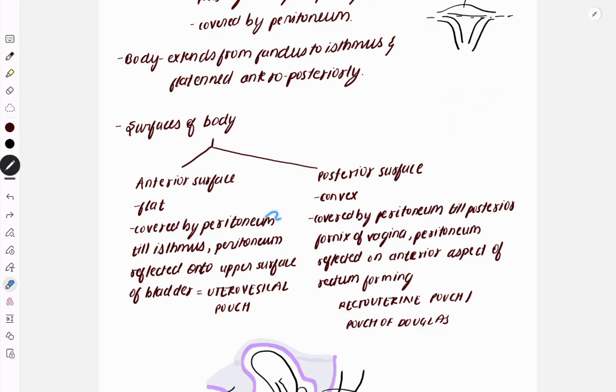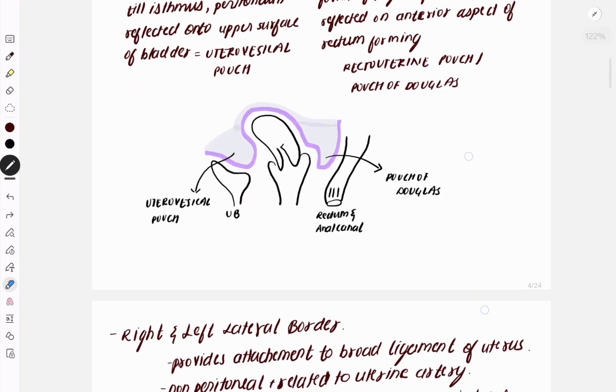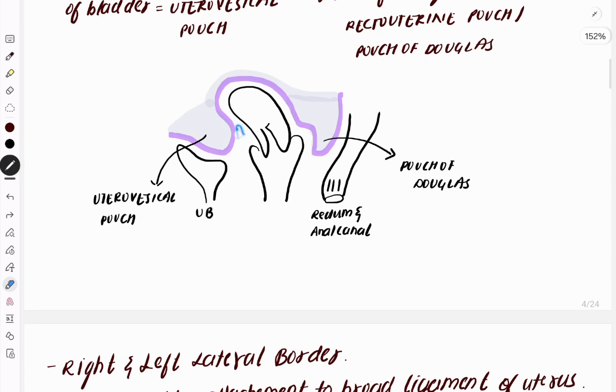Now the anterior surface of the uterus is covered by peritoneum till the isthmus, and the posterior surface is also covered by peritoneum but only till the posterior fornix of the vagina. So we'll understand it with the help of a diagram. If this is the anterior surface and this is the posterior surface, the anterior surface is flat and the posterior surface is convex.